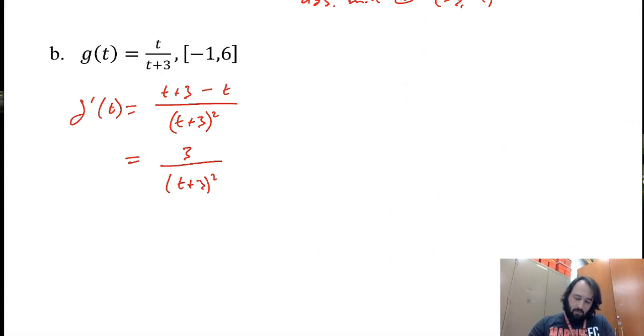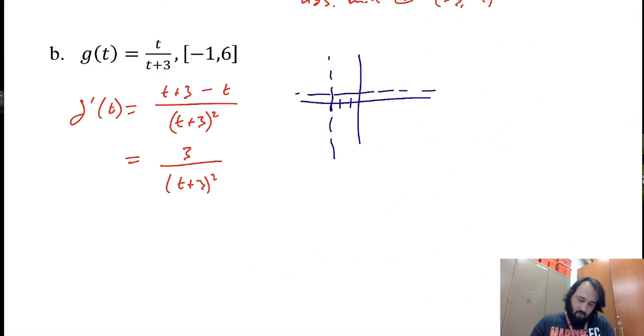All right, in this graph, I know what the graph of a rational function looks like. The graph of a rational function looks like this, and my horizontal asymptote is 1. And if I put in 0, it is 0. So my graph is going something like this. Right? And so from negative 1 to 6, there's really not going to be any horizontal tangents for this.